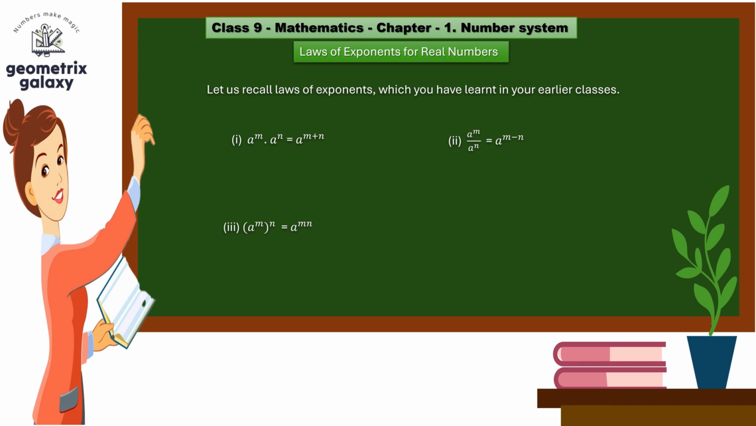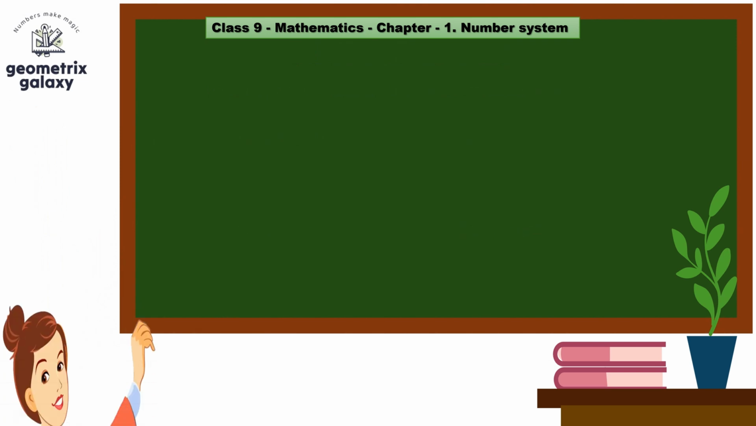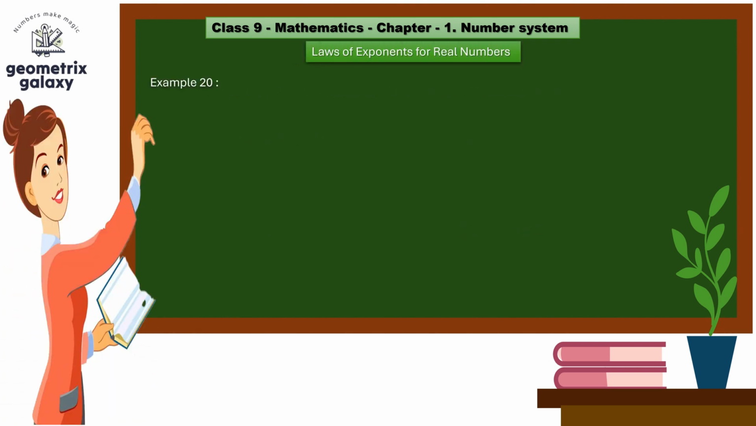The fourth law is a power m into b power m is equal to ab the whole power m. Here the bases are different but the powers are same. In this case, we have to multiply the base but we have to give the same power. Let us apply this in our problem solving. First we will see example 20, followed by the exercise 1.5 problems.